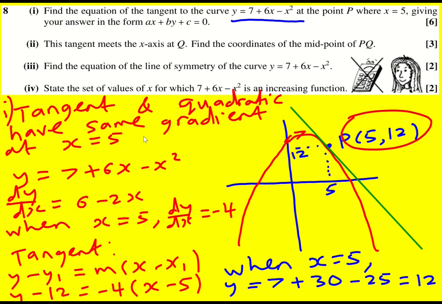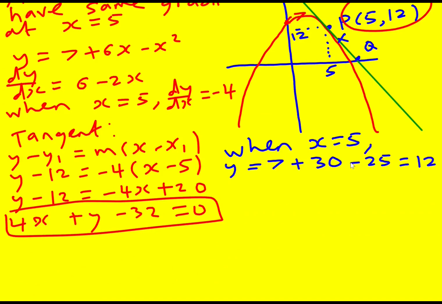All right. Now on to part 2. This tangent meets the x-axis at Q. That's going to be here. Work out the midpoint of PQ. So that's going to be roughly here. So let's find Q.